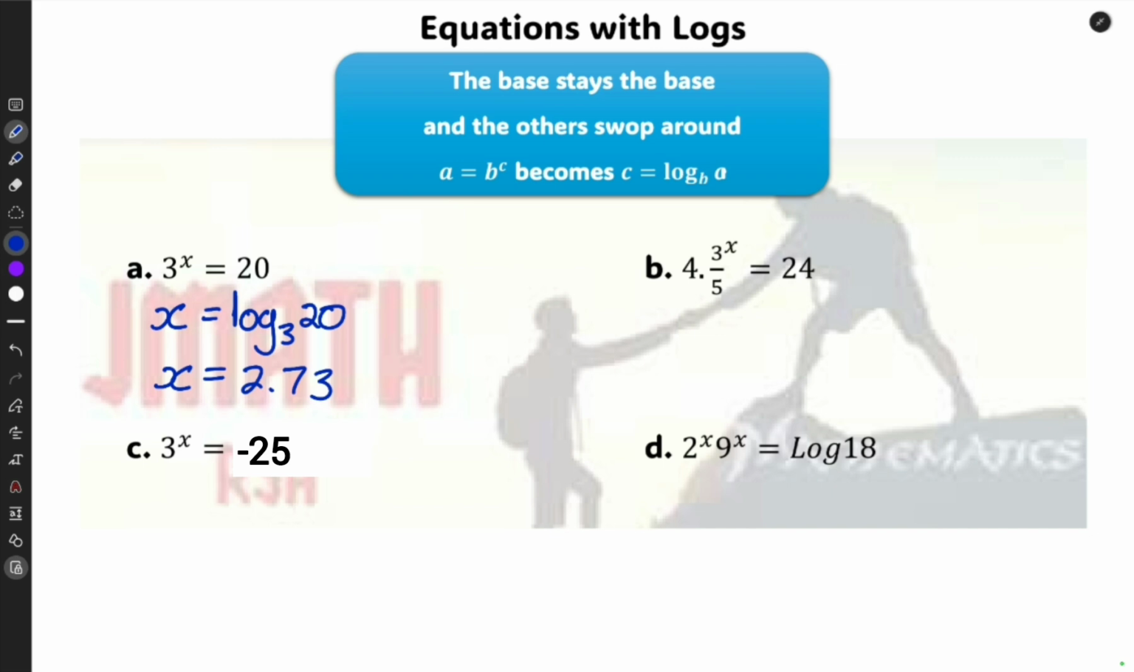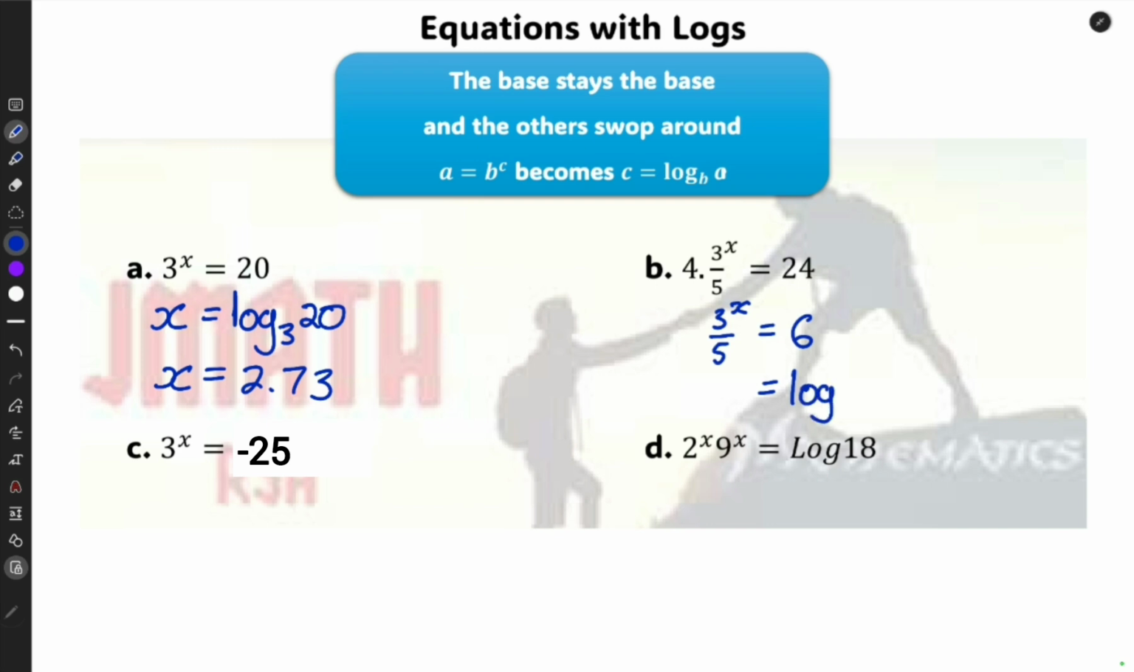Question B. So now there's a 4 multiplied by something. I never want more than one base, especially if it doesn't have an x connected to it. So the first thing I'm going to do is move this 4 to the other side. And I know 24 divided by 4 will just give me a 6. Now I can rewrite that into log form.